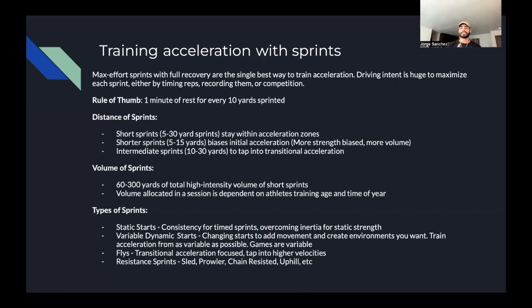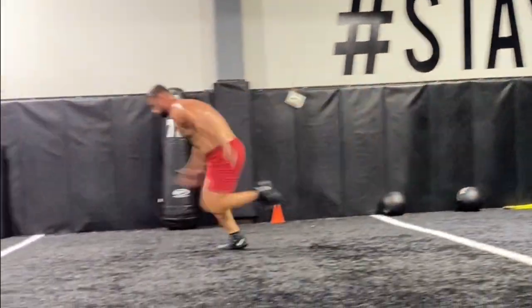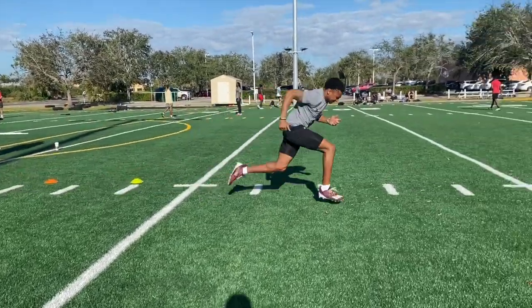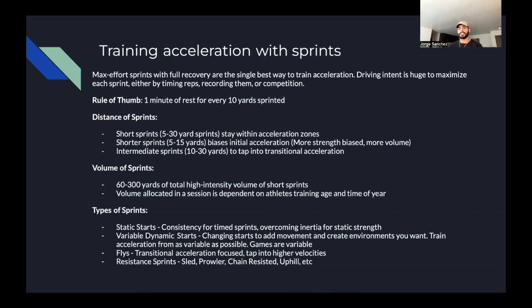Now, first, you can use static start sprints from a position of no movement. This allows for a consistent start that'll let you time your reps with consistency to drive intent and also to track progress, which is super important. So using something like a split stance sprint will allow you to have a consistent start. This will also bias more of these strength qualities to overcome inertia to create speed.